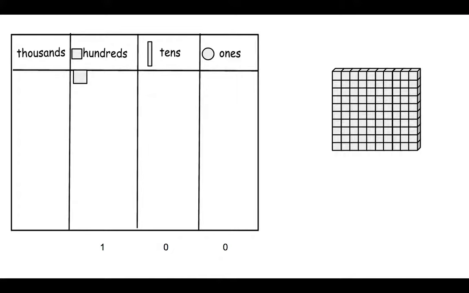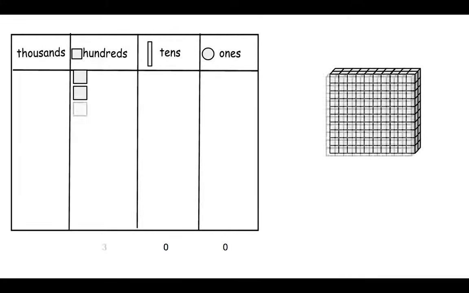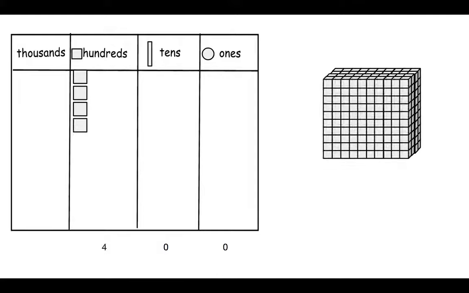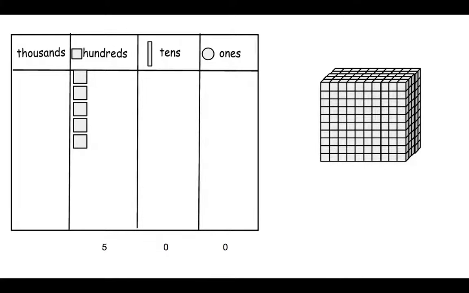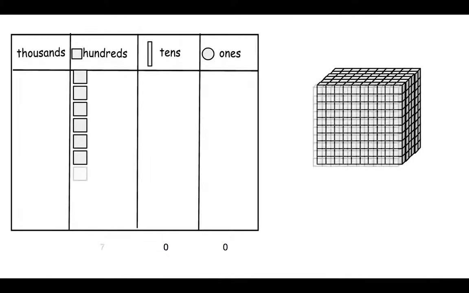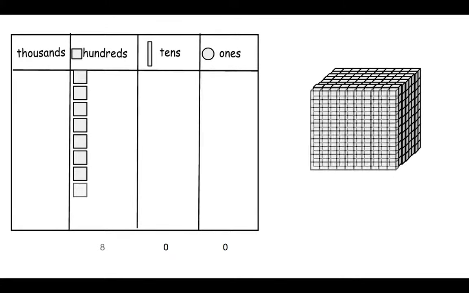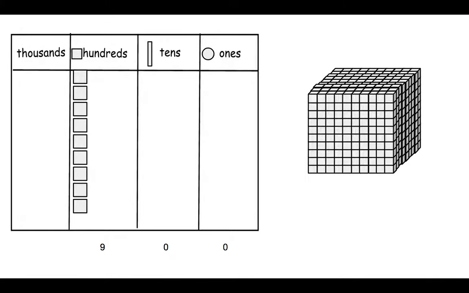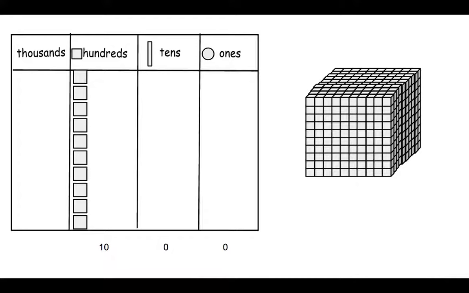We're going to keep counting. Now, instead of adding one tower at a time, we are going to add an entire 100 square each time. Count with me. 100, 200, 300, 400, 500, 600, 700, 800, 900, 1,000.